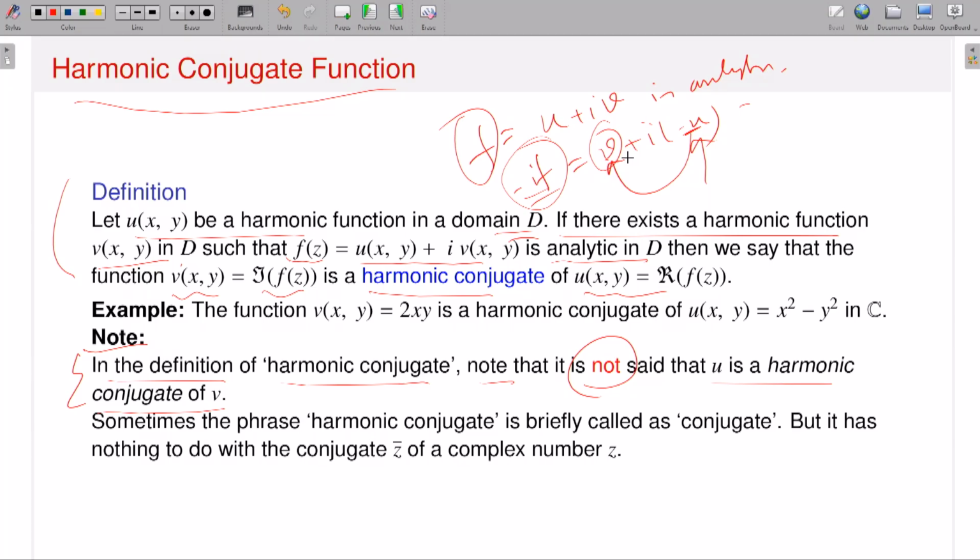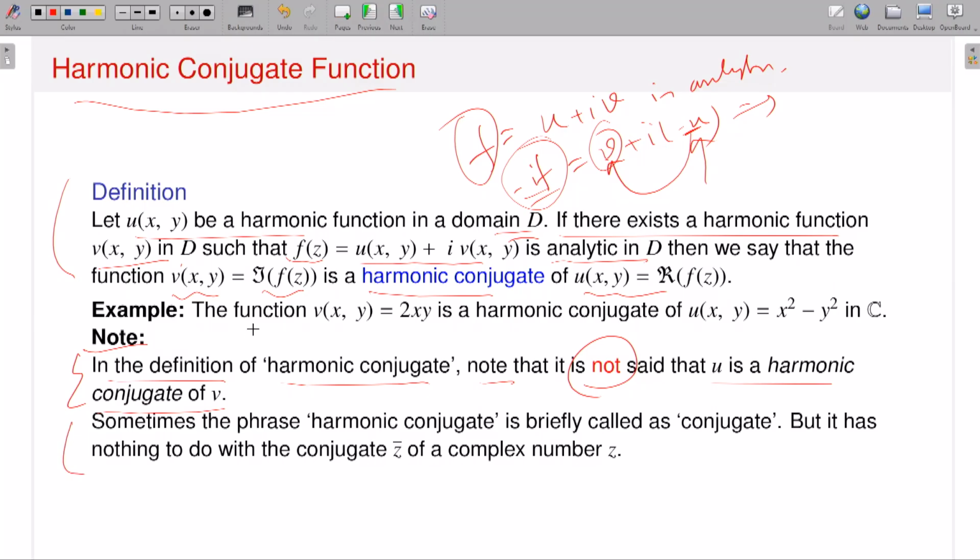So therefore the term I am saying and the position I am taking is very important. Start with the harmonic function u. If there exists another harmonic function v such that u plus iv is an analytic function, then I am saying v is a harmonic conjugate of u. Not u is a harmonic conjugate of v, but v is a harmonic conjugate of u. Suppose v is a harmonic conjugate of a harmonic function u, then using this conclusion you can say that minus u is a harmonic conjugate of v. Okay.